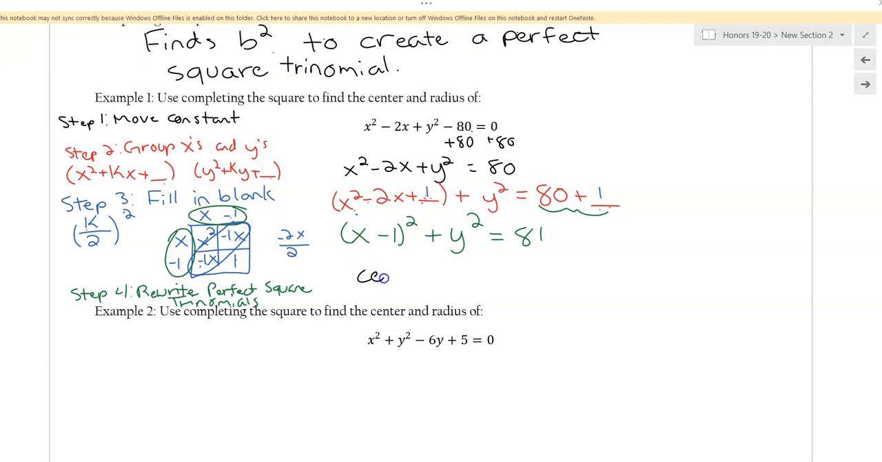So my center, that negative 1 turns into 1, and y squared had nothing with it, so it's 0. Radius, the square root of 81, and we can take that square root and we get 9. So it's not too bad. They are a little long, though. So let's look at another example.